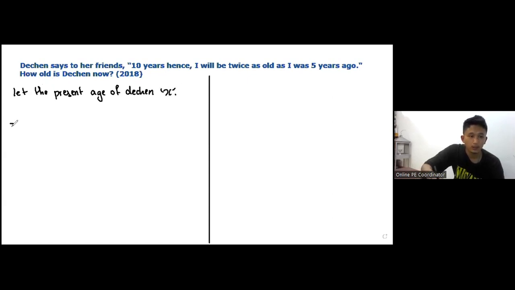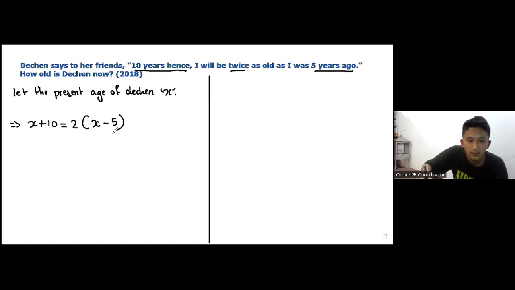After 10 years, Deshin's age will be x plus 10, which is equal to twice as old as I was 5 years ago. Five years ago, her age would be present age minus 5, that is x minus 5.